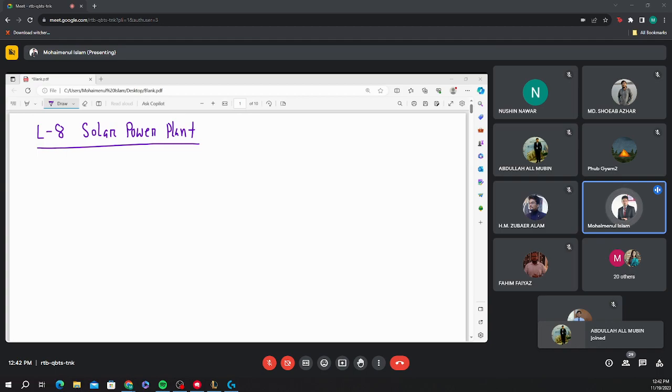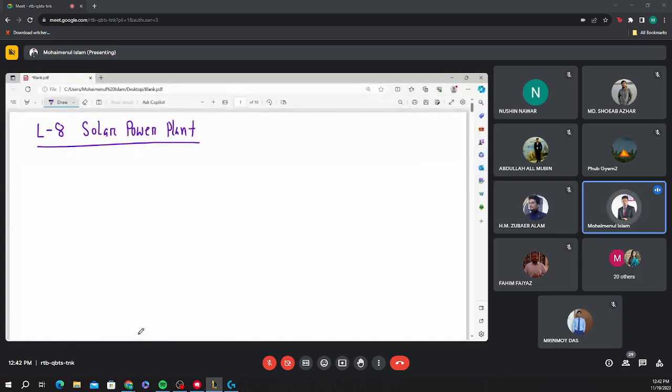But this solar energy can provide two types of conversion process. Number one is solar thermal, and number two is solar photovoltaic. We will discuss solar thermal and solar photovoltaic separately. So we can discuss today, number one, the solar thermal conversion process, and number two, solar photovoltaic.